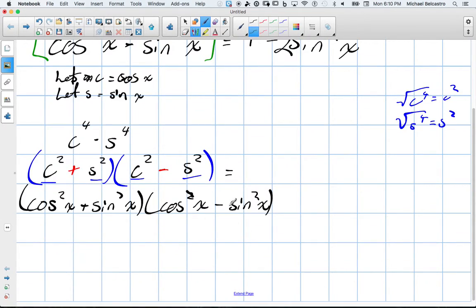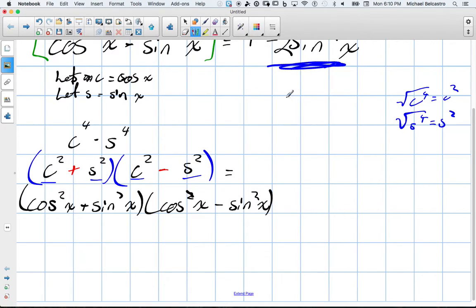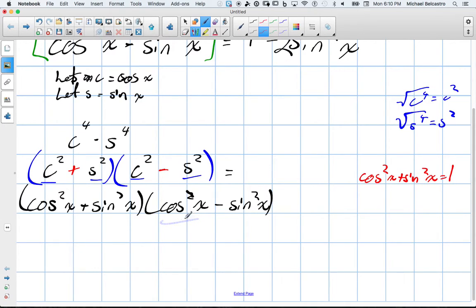Now that we have this, it's not quite what we want, but on the right they're only working with the sine. So I'm going to use our Pythagorean identity, which states cos squared x plus sine squared x equals 1. I'm going to replace cos in both of these by manipulating this: cos squared x is also equal to 1 minus sine squared x. So we replace the cos with 1 minus sine squared x in both places.